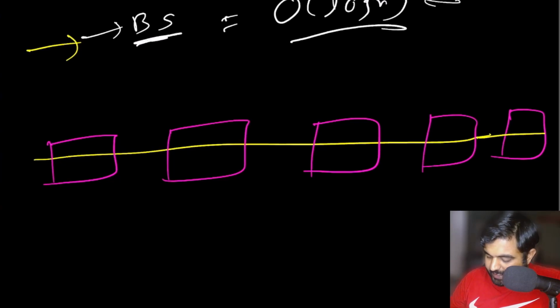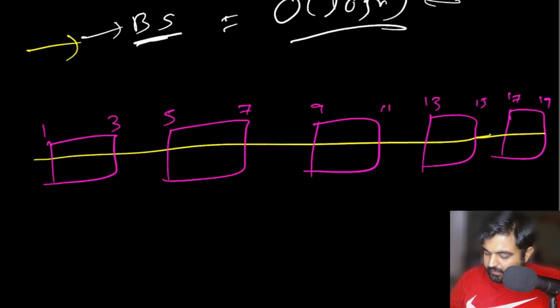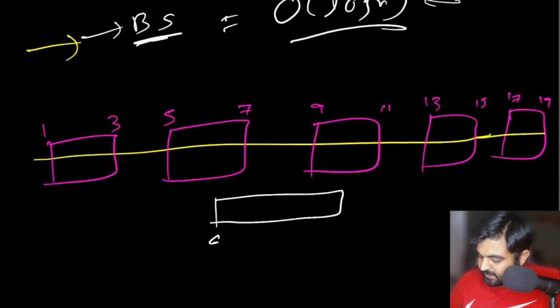So suppose this is the input we are given. Let me just mark some arbitrary values. Now the new block we are trying to add is, say for an example, between these two values. So the values are, let's say, 6 and 10. This is the new block we are trying to add.